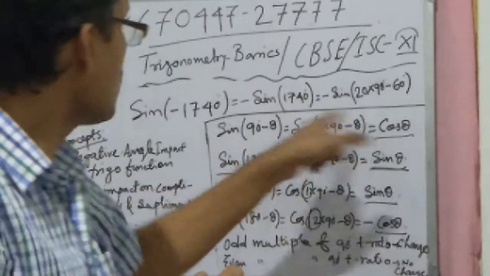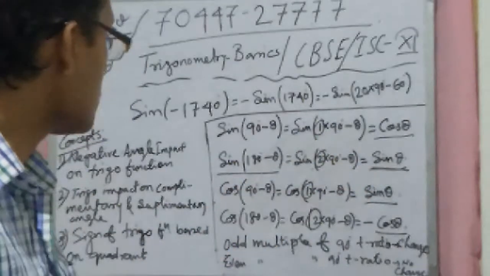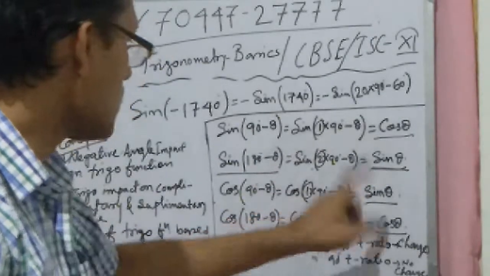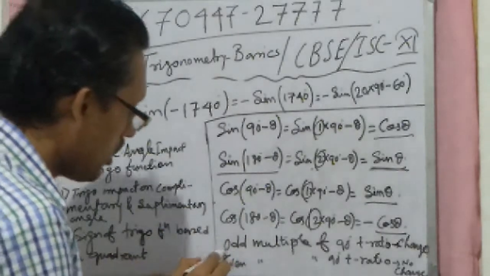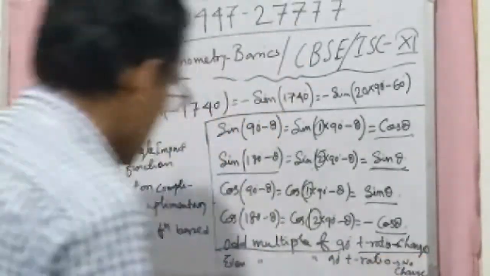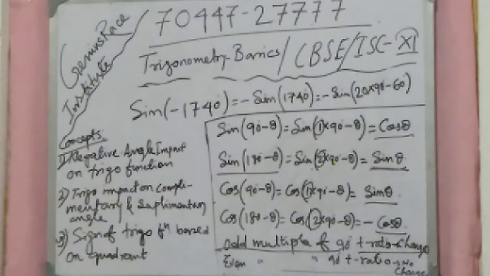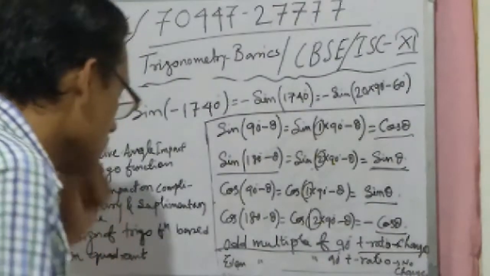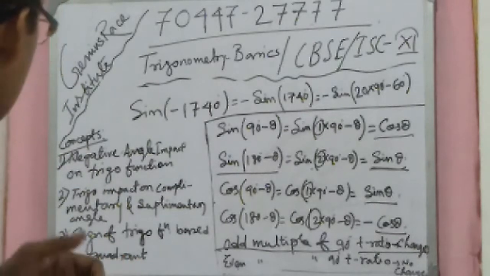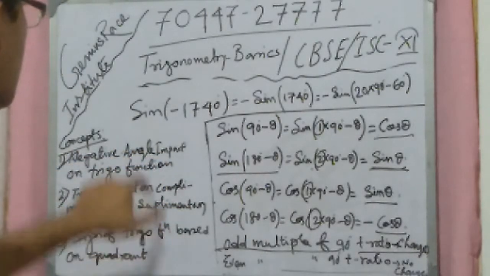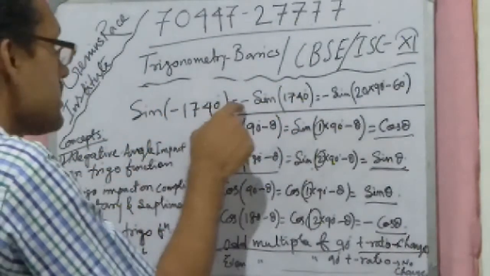In case of odd, trigo changes. In case of even multiple, trigo no change. Same thing for the cos function also. So the idea is, in case of an odd multiple of 90, the trigo ratio changes; in case of an even multiple of 90, the trigo ratio doesn't change. With these three concepts which I have already discussed, in case of negative, sine of minus theta will be minus of sine theta. That's why that minus came out.